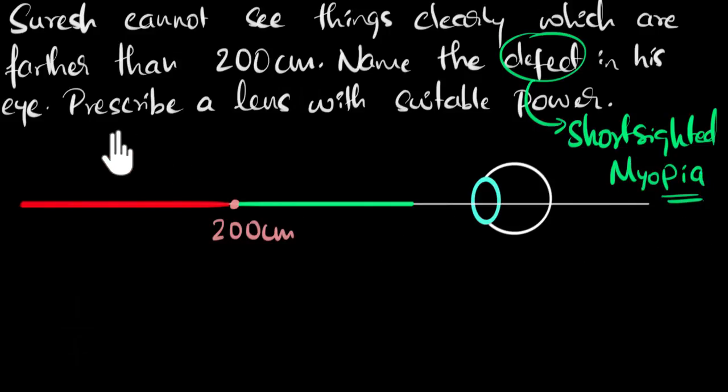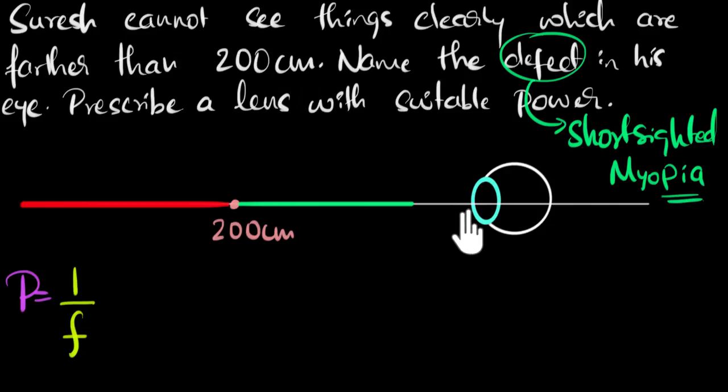All right. The next thing we need to do is prescribe a lens with suitable power. So we are like the doctor over here. We have diagnosed his problem. We understood that he cannot see farther than 200 centimeters. Now we need to figure out exactly what power lens he should use. And before we proceed, how do we define power? Well, let's quickly recall, power is defined as the reciprocal of the focal length. This means you really need to figure out what the focal length over here is, right?